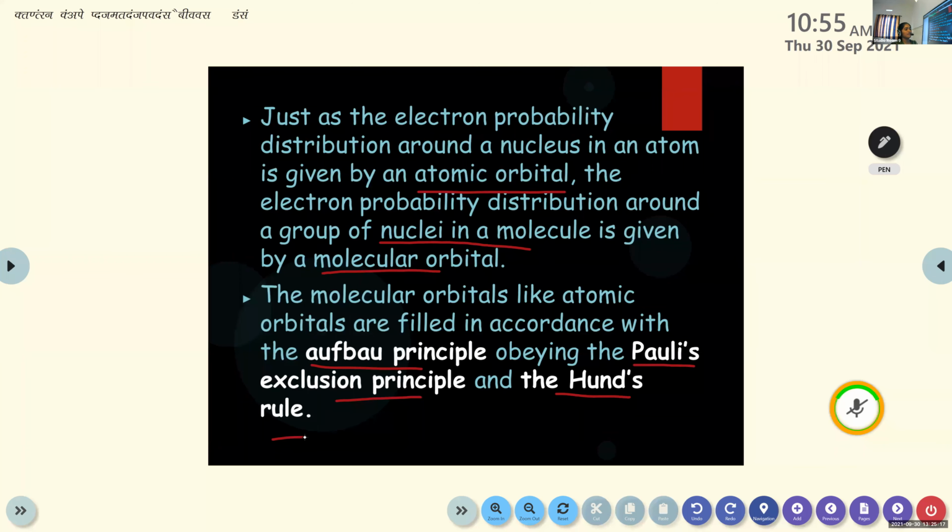So these are the main features of this molecular orbital theory. It is otherwise known as MO theory. It was developed by F. Hund and R.S. Mulliken in 1932. Okay. So this was the modified form of hybridization in different orbitals.